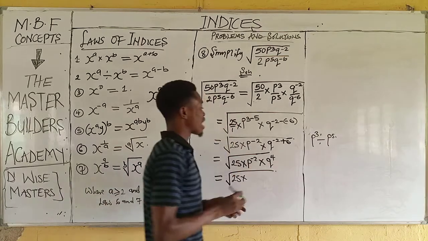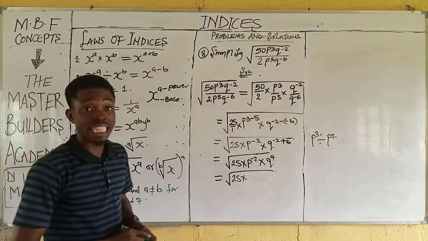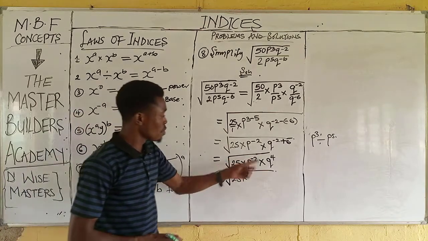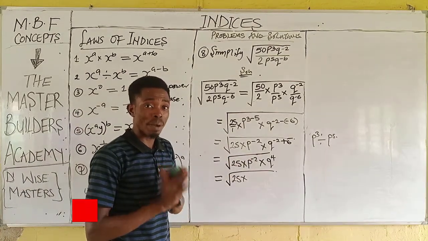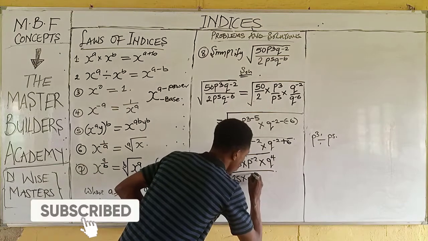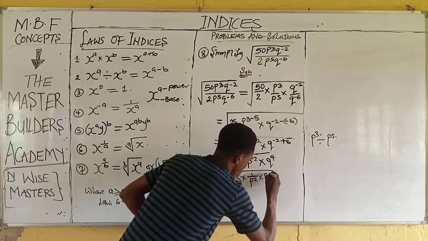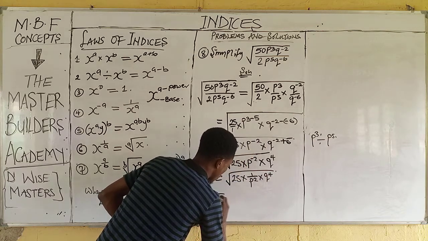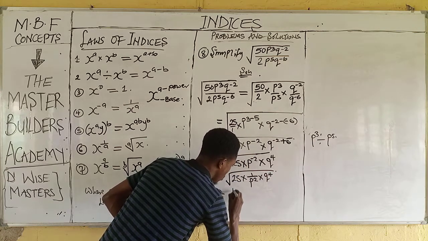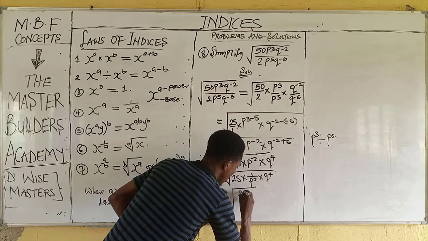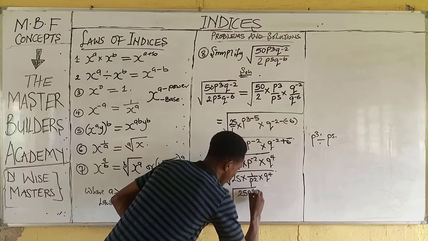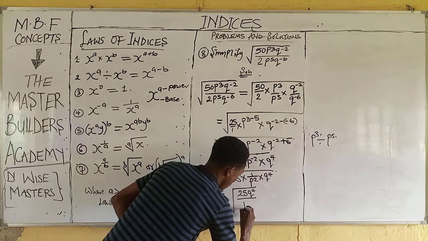Now, at this point, we have the square root of 25 times. Don't forget that we cannot give our answer as a negative power. So we need to remove this negative with the use of what? Rule number what? 4. Therefore, we have 1 all over p raised to the power 2 multiplied by q raised to the power 4. When we multiply out, this will have given us the square root of 25 q raised to the power 4 all over p raised to the power 2.